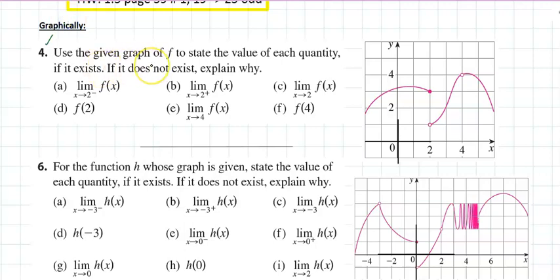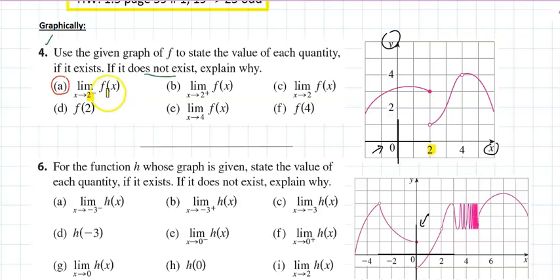It says use the given graph of f to state the value of each quantity if the limit exists. If the limit does not exist, explain why. Alright, no problem. Well, let's see. If I look at part A, it says the limit as x approaches 2. 2 is right there. By the way, I darkened the x and y rectangular axes, the origin, because students lose track of where is what. There it is. If x equals 2.